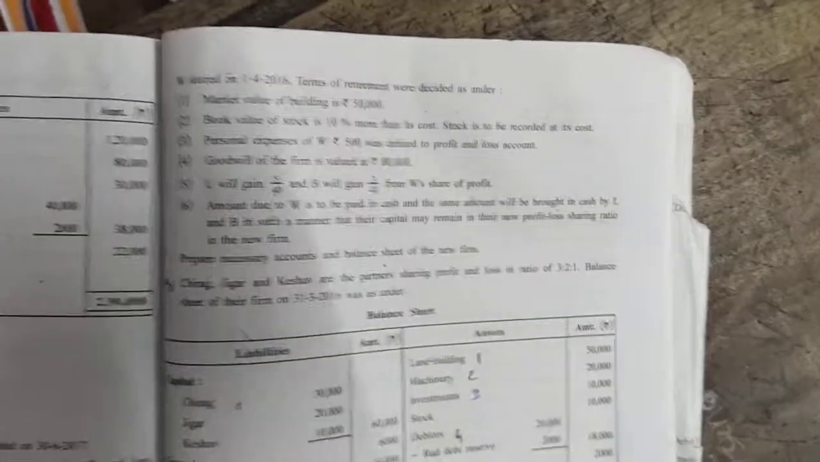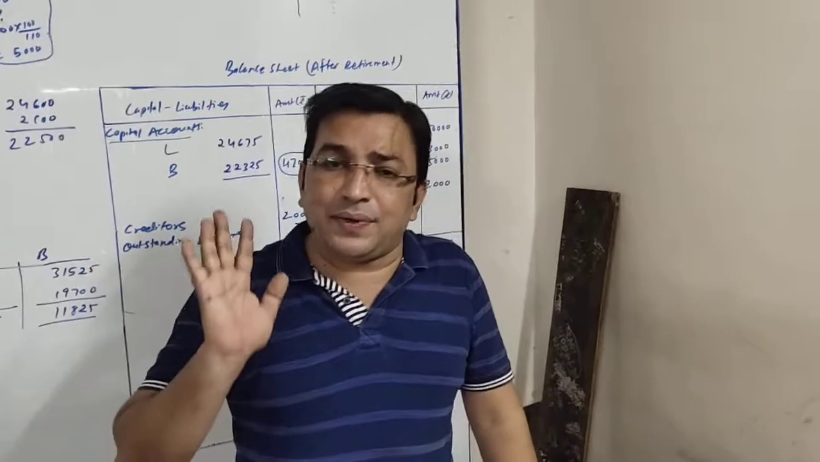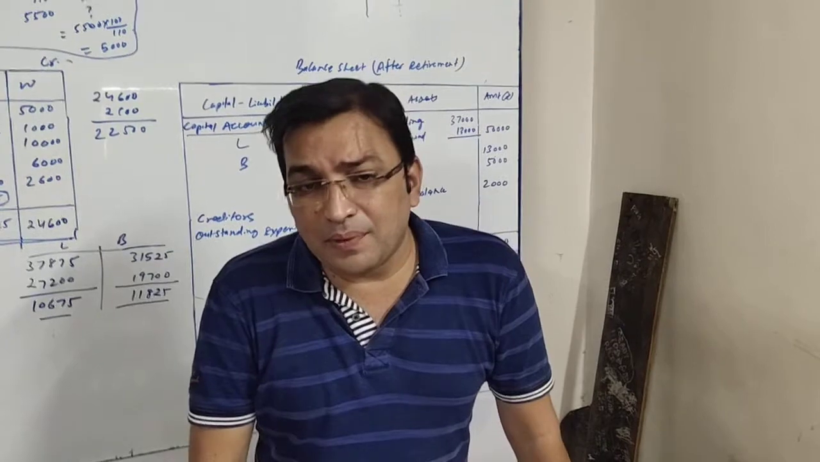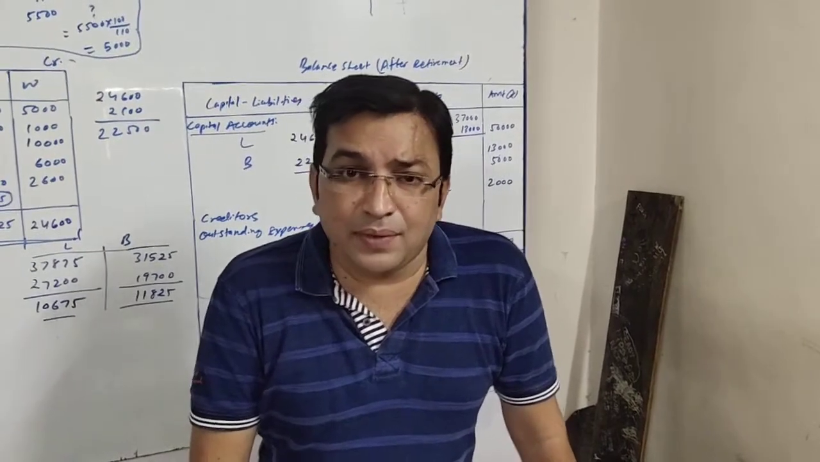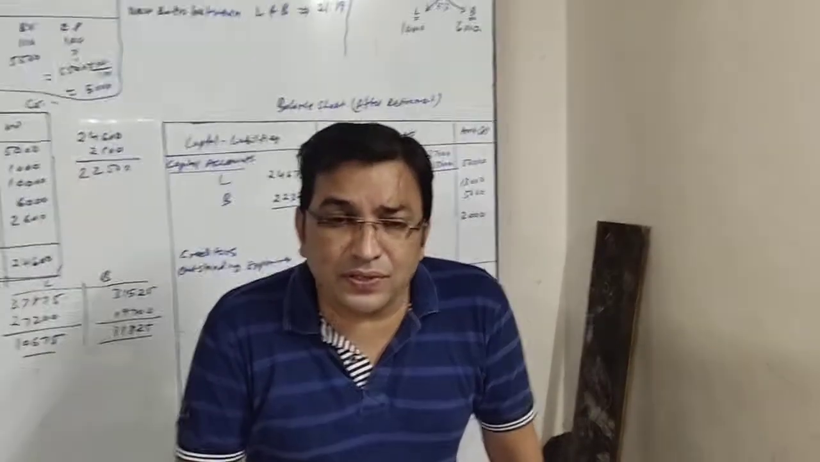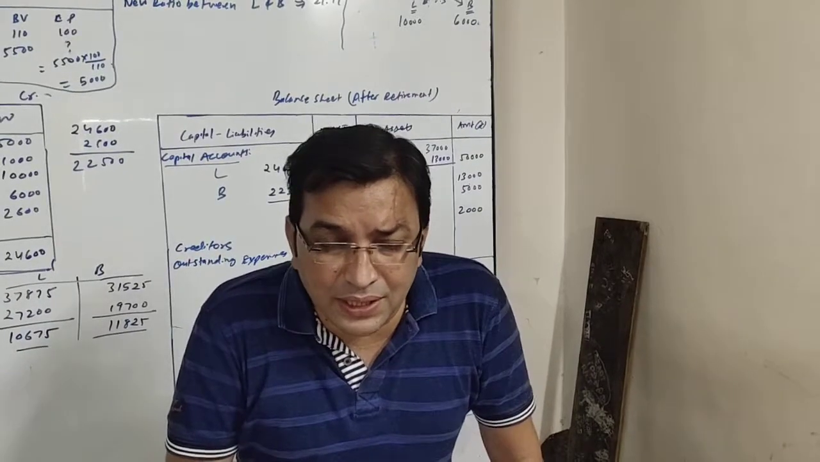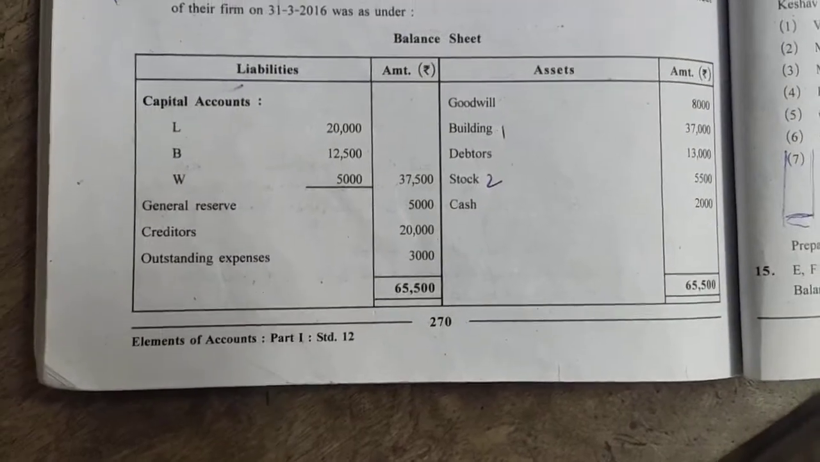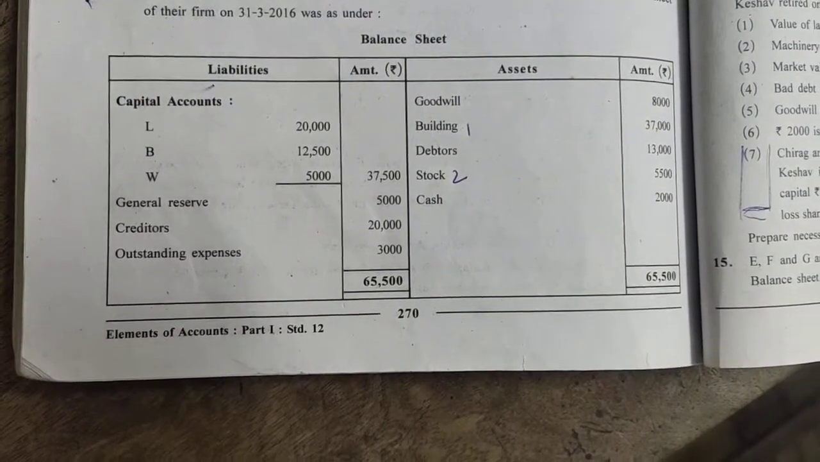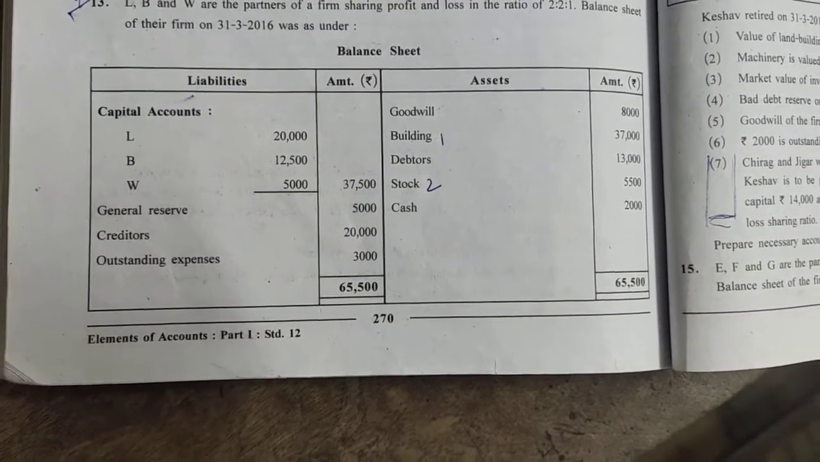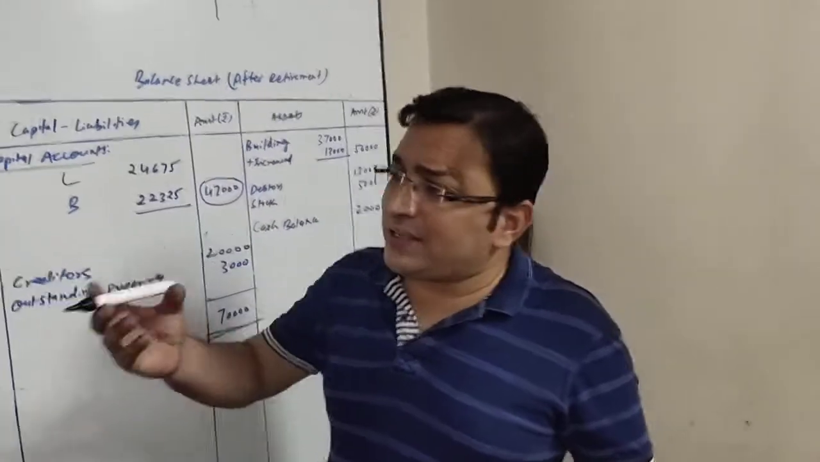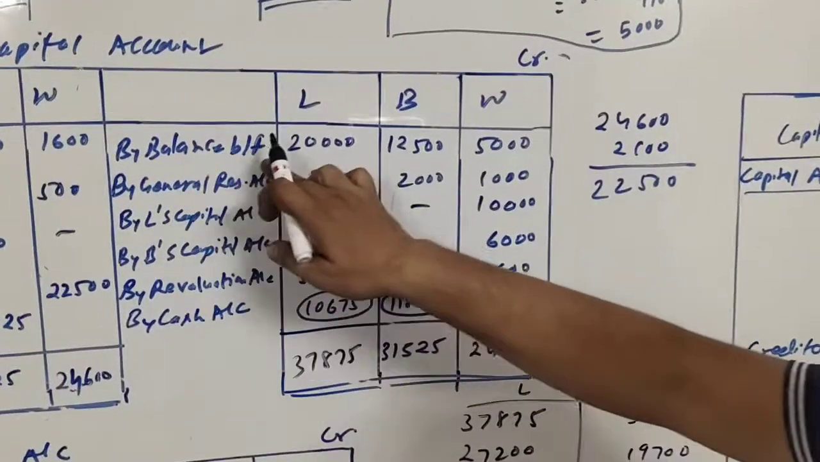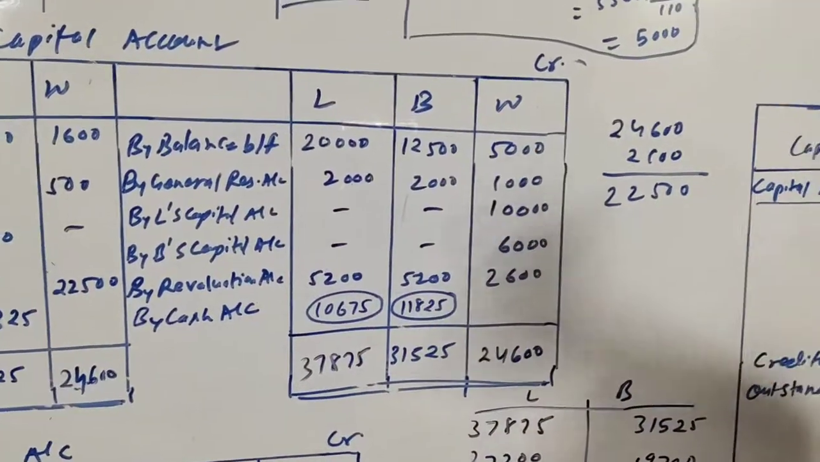So friends, we have marked the adjustment, right? Now we will take our balance sheet. We will sort out the balance sheet and then we will consider adjustment. So first of all we will start with liability side of balance sheet. The first item given to us in liability side is capital of L, B and W: 20,000, 12,500 and 5,000. So we very well know capital is recorded at the credit side of capital account as an opening balance. So by balance brought down 20,000, 12,500 and 5,000.